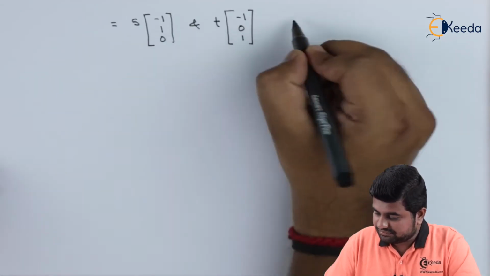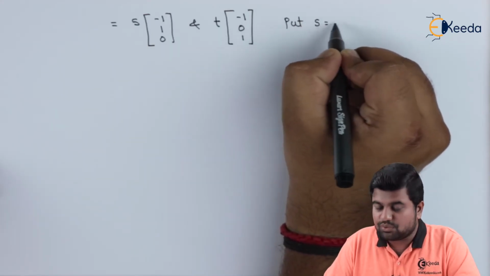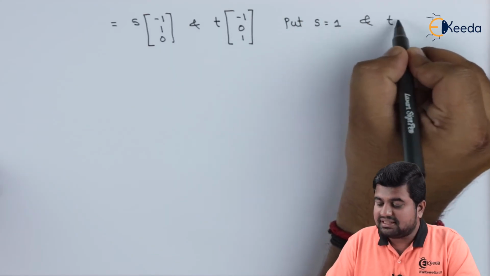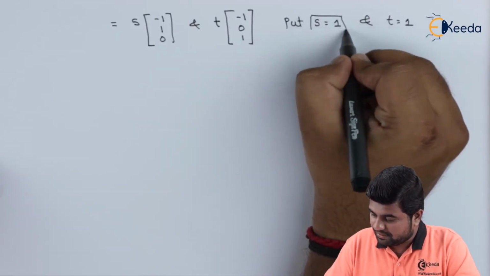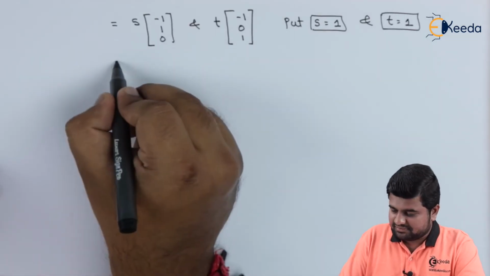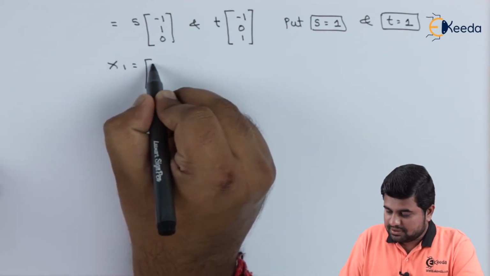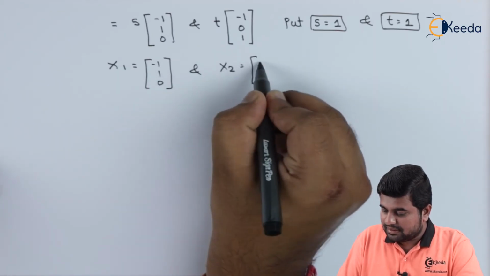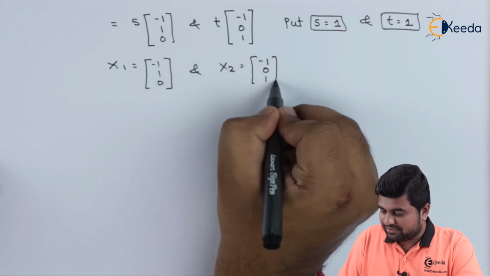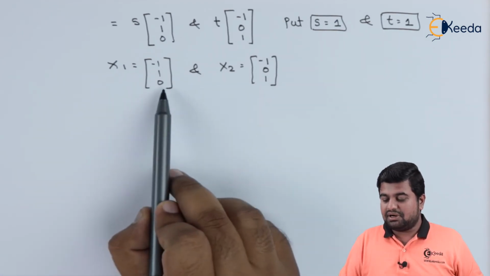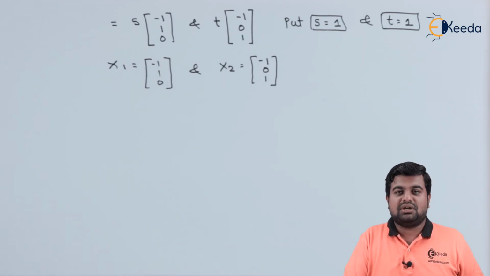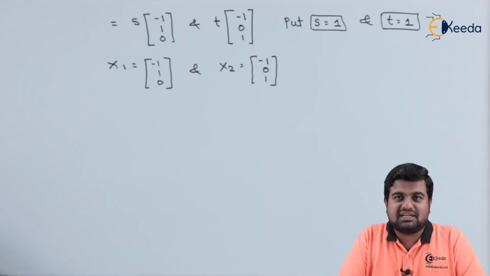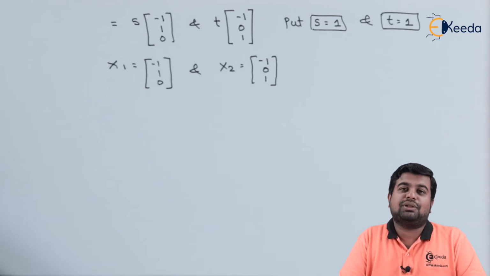Now we put s is equal to 1 and t is equal to 1. We get x1 as minus 1, 1, 0 and the second vector x2 as minus 1, 0 and 1. As we say, it has given birth to two vectors x1 and x2, and this is nothing but the geometric multiplicity. It is defined as how many linearly independent eigenvectors are given birth by the particular eigenvalue.